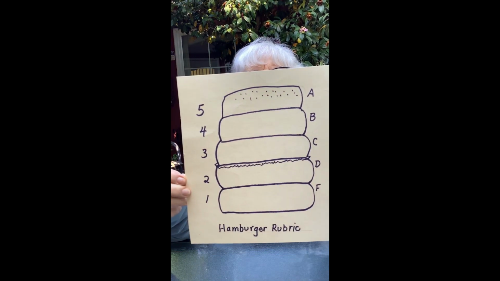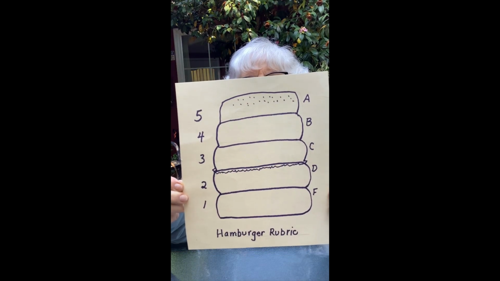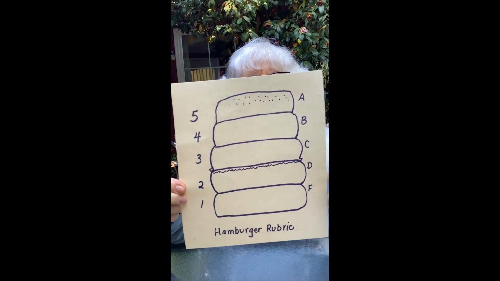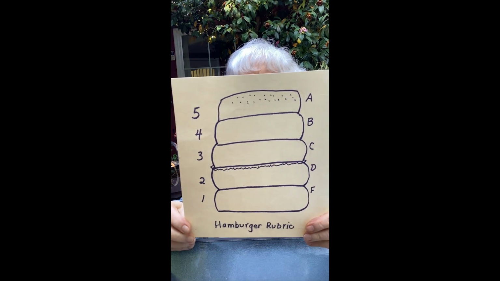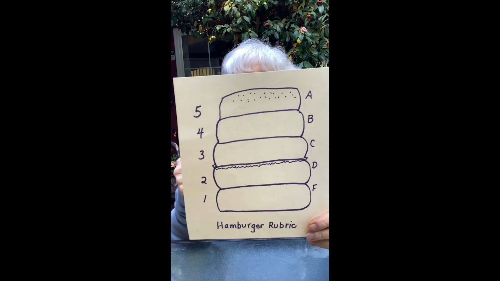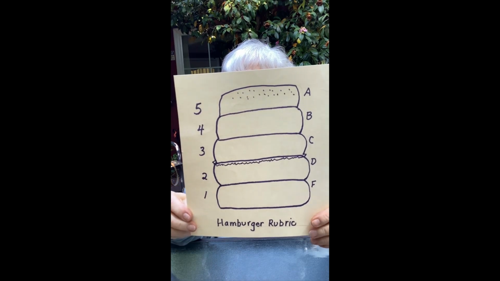In the Hamburger rubric, there are 5 levels, just as you can see on the side. They could be from the A to F grades, or they could be from a point system 5 to 1. And I'll explain to you what they would be like in a way you can share with them.